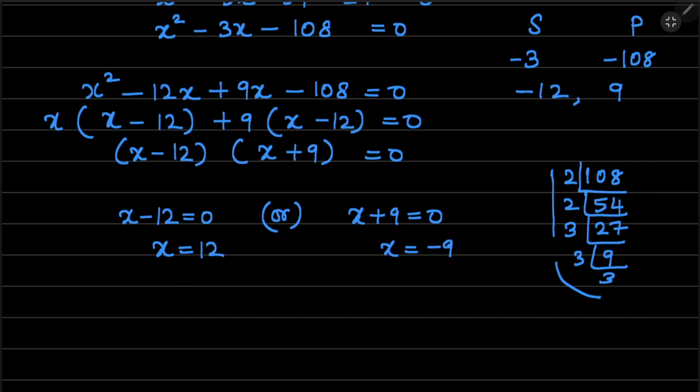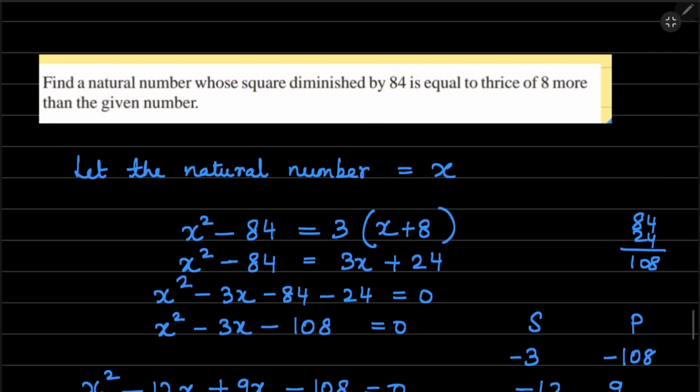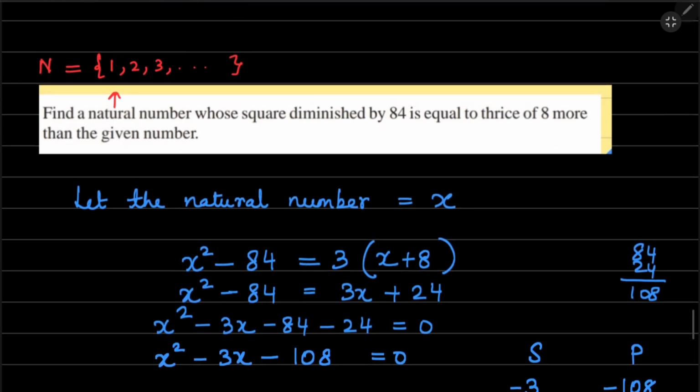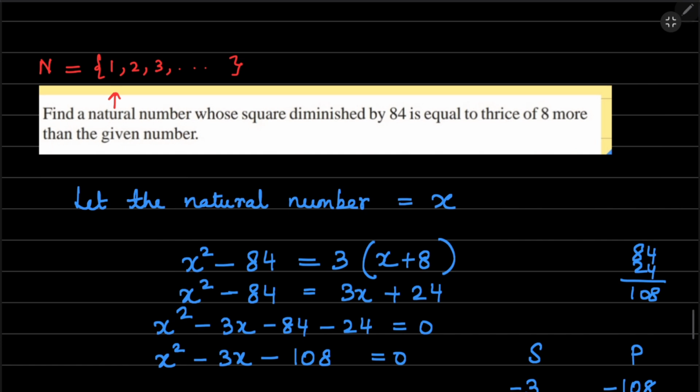Okay, because you are given that what you have to find is a natural number. What are natural numbers? Natural numbers are the counting numbers which begin from 1, 2, 3, 4 and so on. Okay, natural numbers always begin from 1. And minus 9 is not a natural number. So you will ignore this. Okay, so what is our answer? The natural number that we have to find is 12. So this is our answer. Okay. I hope it is clear.